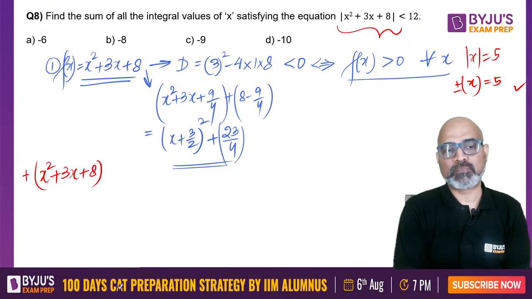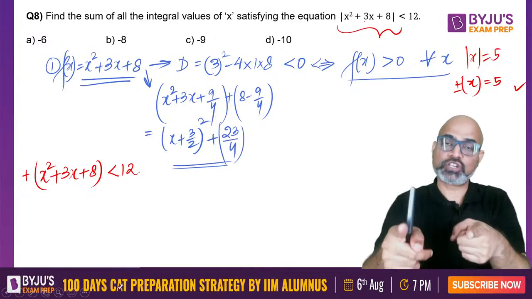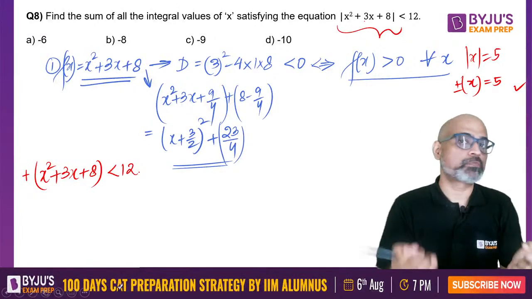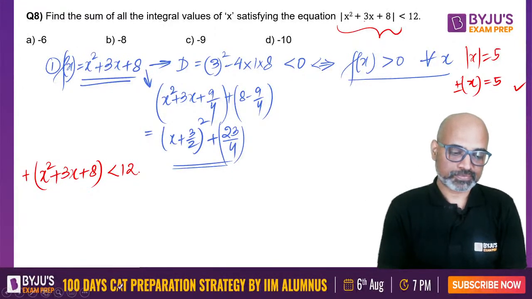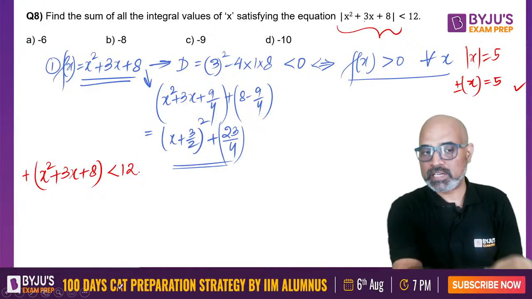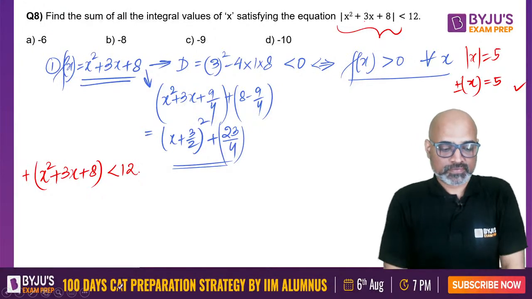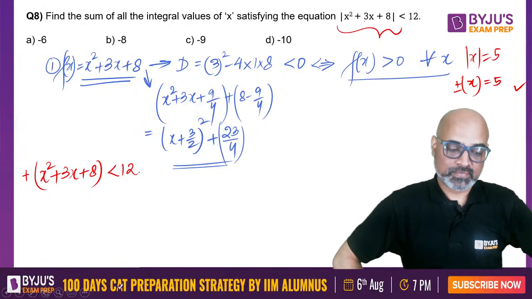When I'm going to open this mod, what will happen is, I cannot write plus minus before it. I can only write plus before it. Can anybody tell me why? जब मैंने इस क्वेश्चन का मॉड हटाया तो I can only write plus, माइनस नहीं लिख पा रहे. Normally you write plus minus both. Anyone? Why can't we write minus here? Plus minus क्यों नहीं लिखा मैंने इधर? Quick.